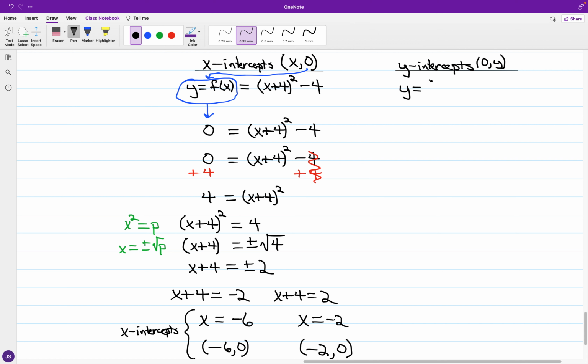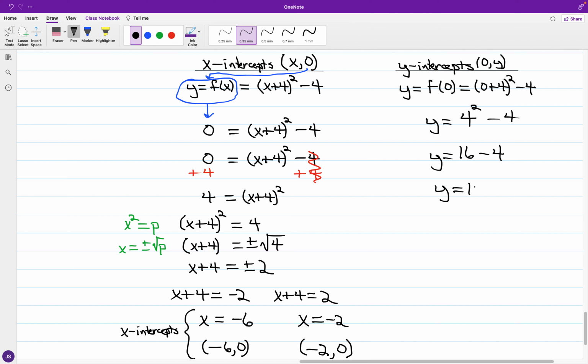Okay, so for f of x, that's going to be f of 0. And the square of x plus 4, we have the square of 0 plus 4, minus 4. And we have 0 plus 4 is 4, which would be squared, and we take away 4. 4 squared is 16. And we have 16 minus 4 is equal to 12.